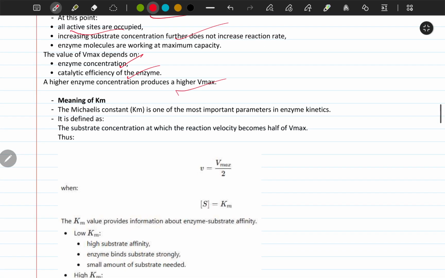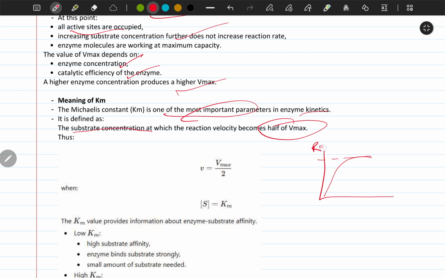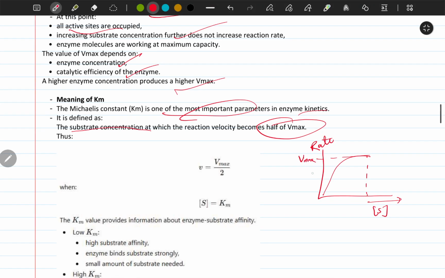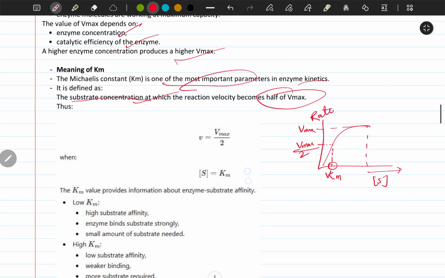Meaning of Km. What is Km? Michaelis constant. What is the Michaelis constant? It is one of the most important parameters of enzyme kinetics, defined as the substrate concentration at which the reaction velocity becomes half of Vmax. So we are seeing here rate, and here substrate concentrations. This is Vmax, and here is Vmax by 2. The substrate concentration at which the rate is Vmax by 2 is called Km, the constant at which the reaction velocity becomes half of Vmax.